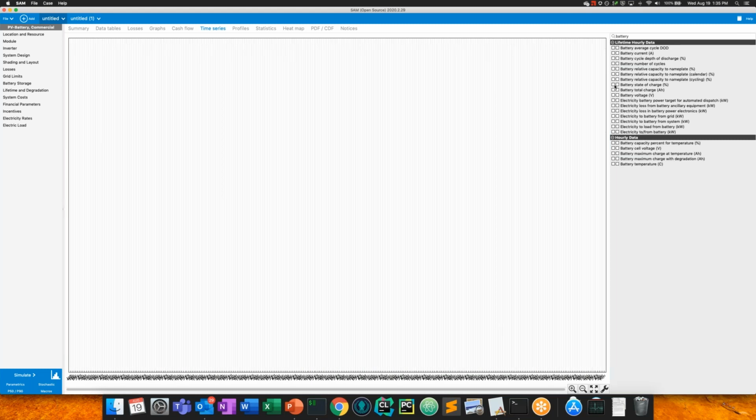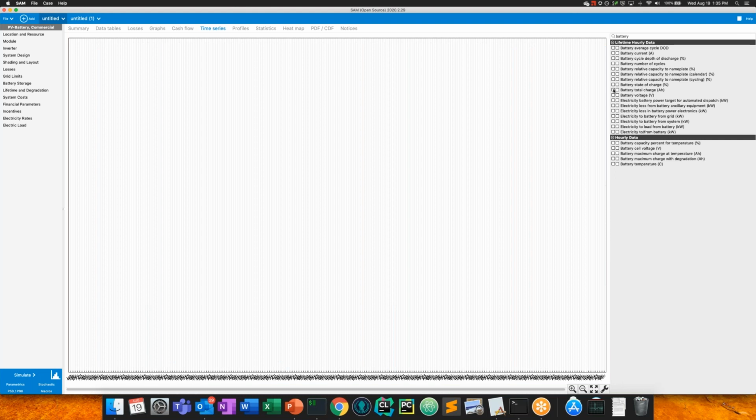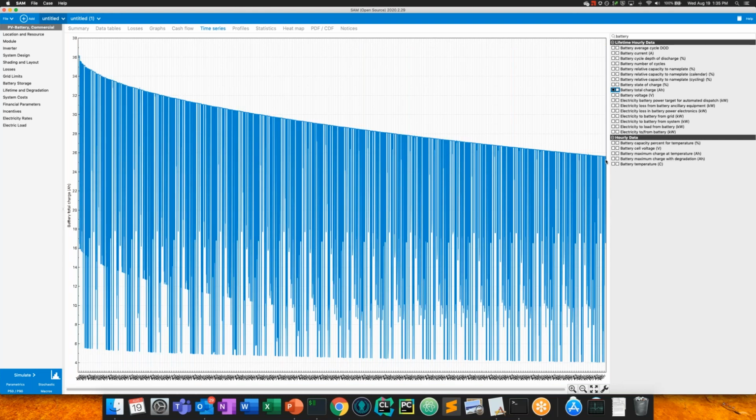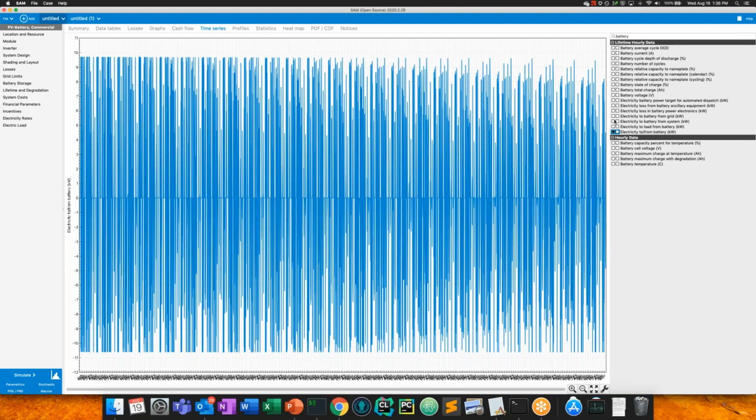We can look at how the battery state of charge changes over time, as well as the total charge, where again, this decrease is due to the capacity fade. There's also outputs showing the power flow. And finally, we can look at how this battery is actually being operated. This shows the power discharged and charged from the battery over time.